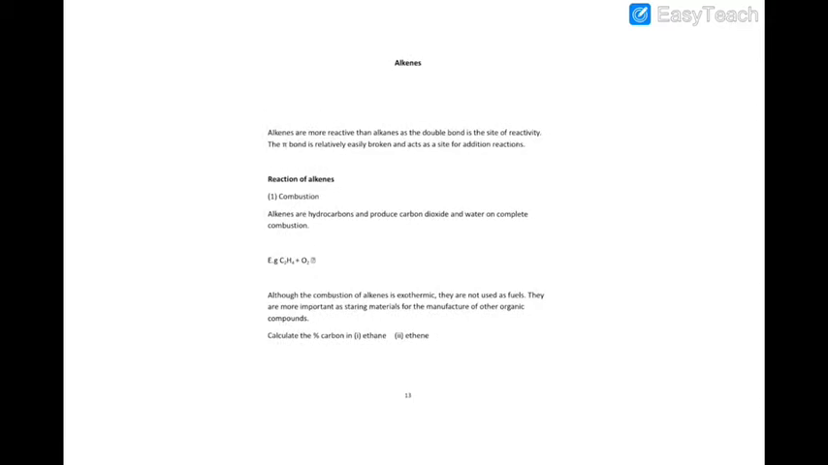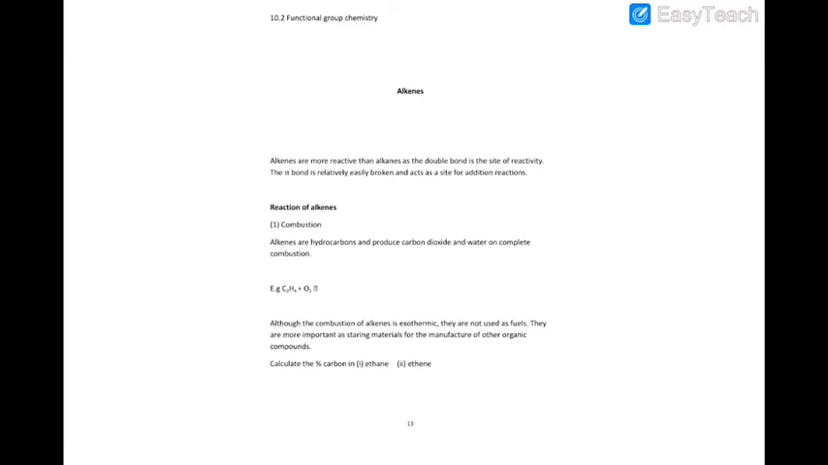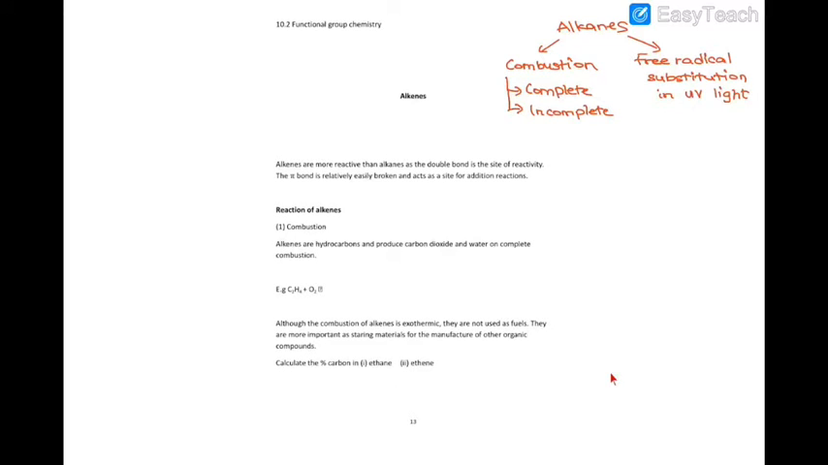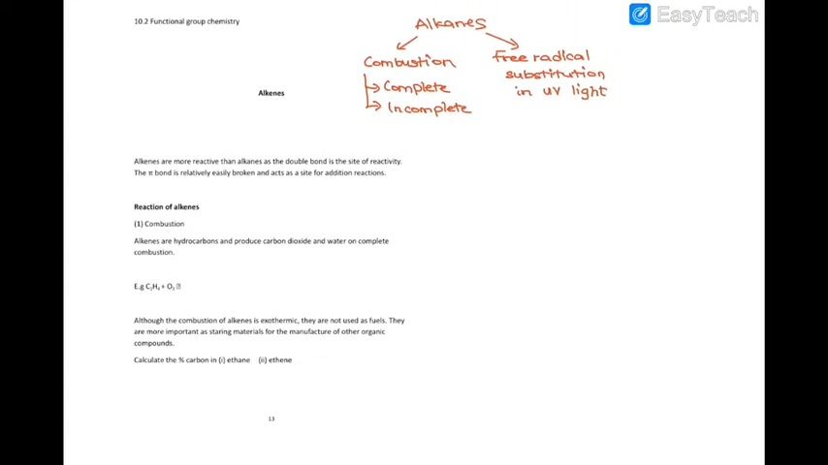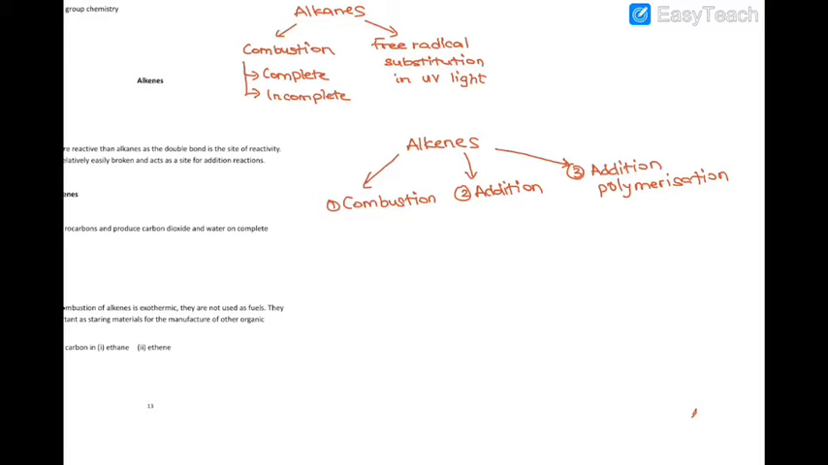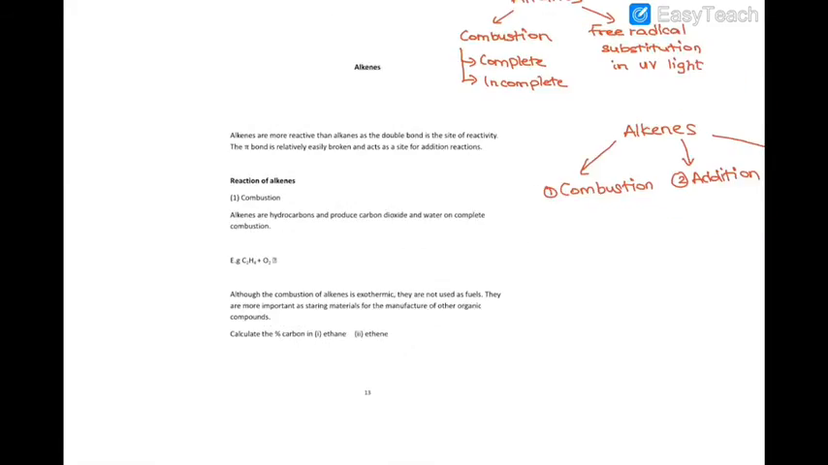Hi, so we've completed alkanes reactions. So alkanes will undergo two types of reaction: combustion, complete and incomplete, and free radical substitution in UV light. So these are the two reactions of alkanes. We're going to see the reactions of alkenes. So for alkenes, we have combustion, addition reaction, and polymerization. So we're going to see these three reactions.